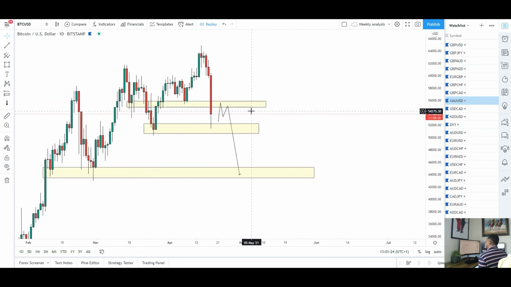But again, if you do clear that support, I think Bitcoin is probably just going to continue its bullish journey back up to highs. Okay, so that is the end of the video.